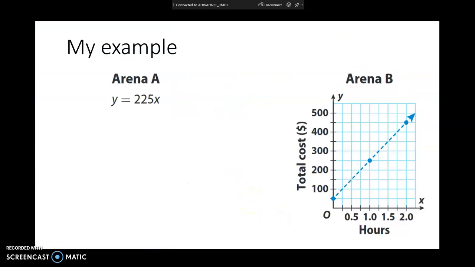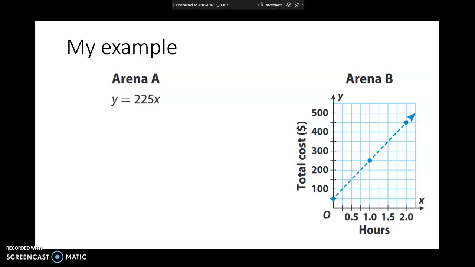And here's our example. So I see I have y equals 225x. There's nothing at the end, so this is proportional. And then I see arena B does not start at 0, so this is not proportional. So there's going to be a price difference between these two arenas.